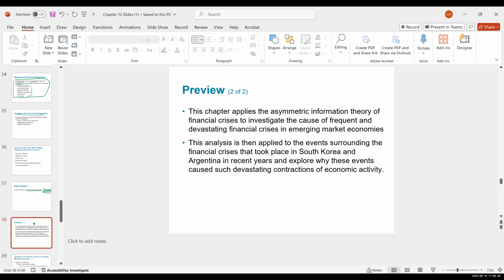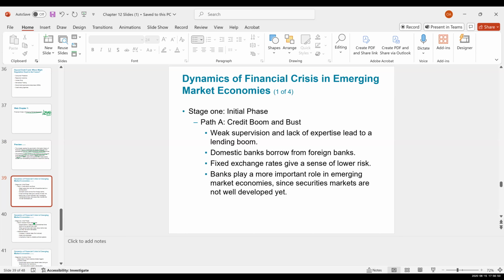So let's talk about that. This part of the chapter is going to apply the asymmetric information theory of financial crisis to investigate the causes and frequent deficit crisis in emerging markets. The analysis is then applied to events surrounding the financial crisis that took place in South Korea. We're going to have some case studies in Argentina, and maybe in Mexico. Okay. So let's talk about the sequence of events leading to a financial crisis in emerging markets or developing countries.